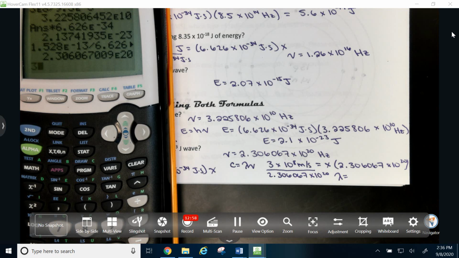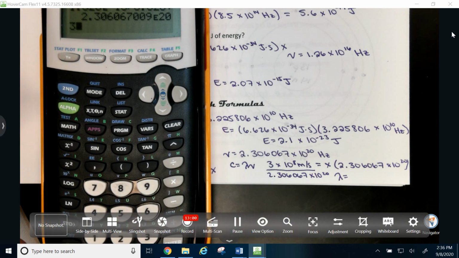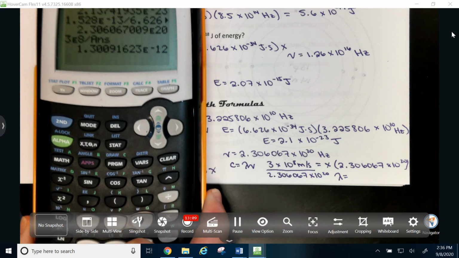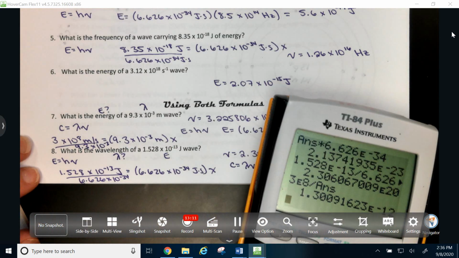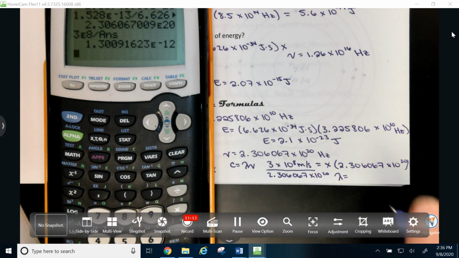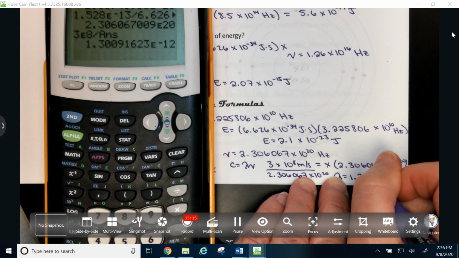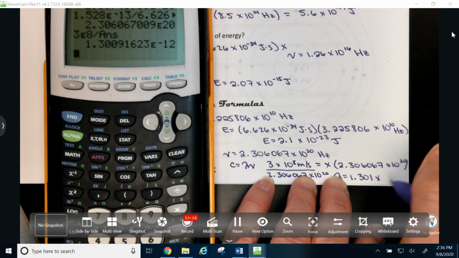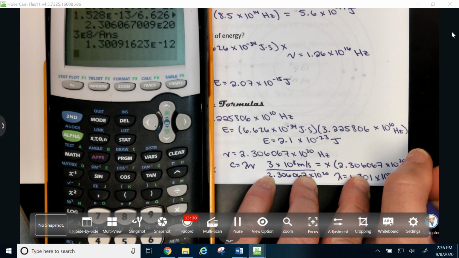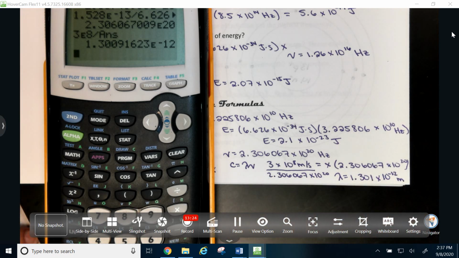So I'm going to take my calculator, I'm going to take 3 second E8 divided by, and I'm just going to do second answer so I don't have to retype everything into the calculator. And I would get as my answer, rounded to 4 sig figs, 1.301 times 10 to the negative 12 meters. Alright, so give page 7 a try on your own so you can let us know if y'all have any questions.